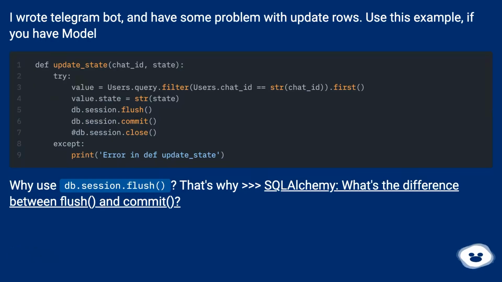I wrote a Telegram bot, and have some problem with updating rows. Use this example, if you have a model. Why use db.session.flush? That's why flask-sqlalchemy. What's the difference between flush and commit?